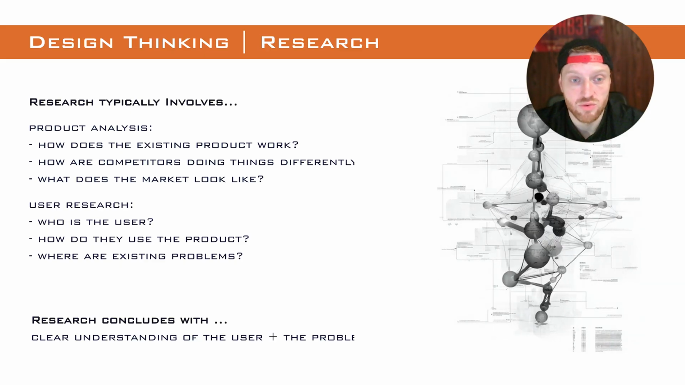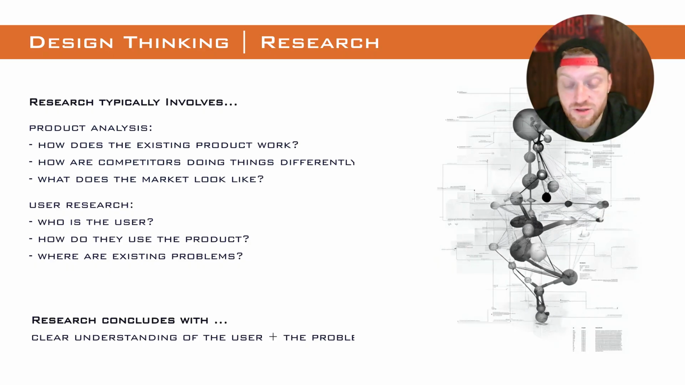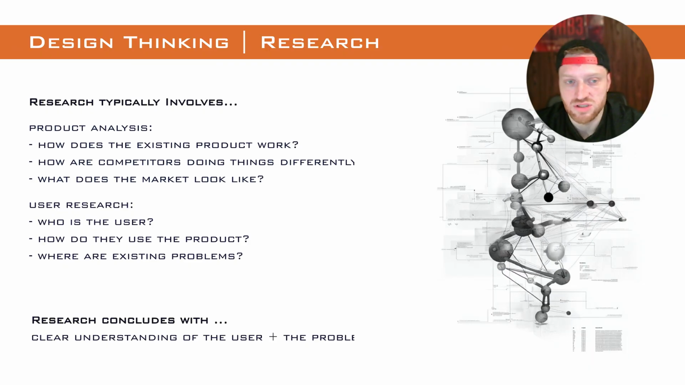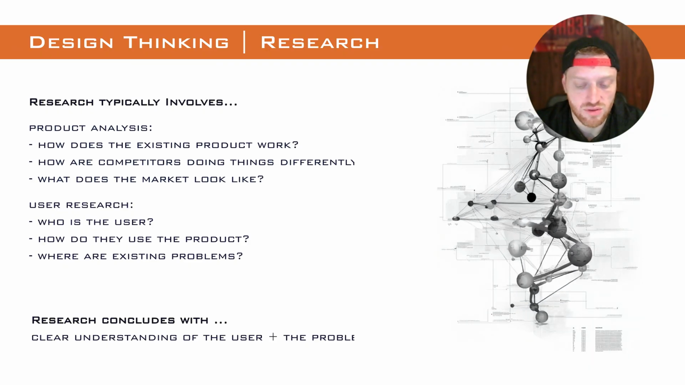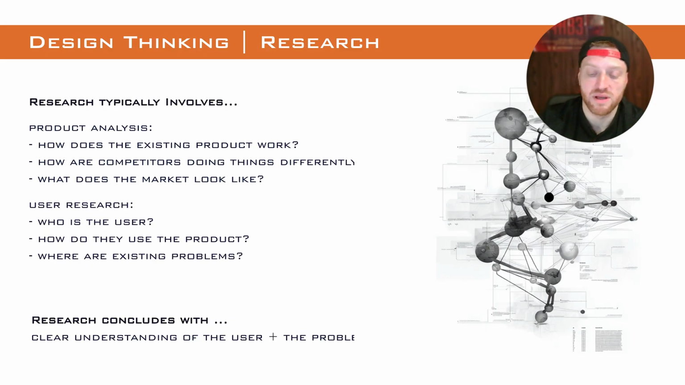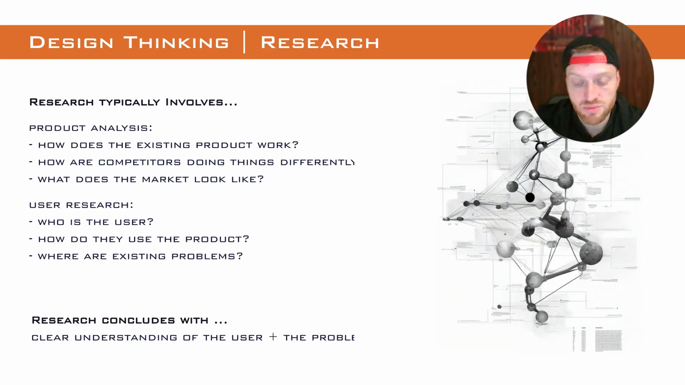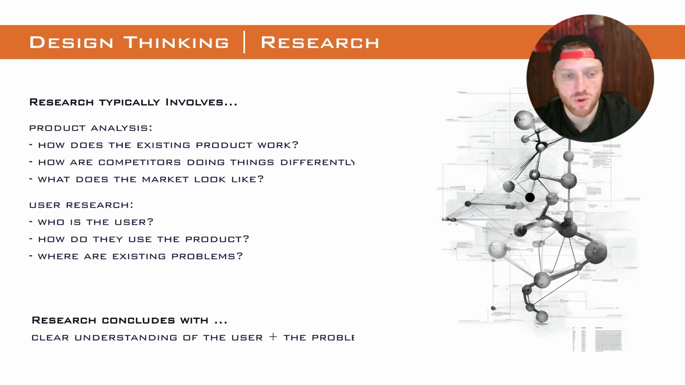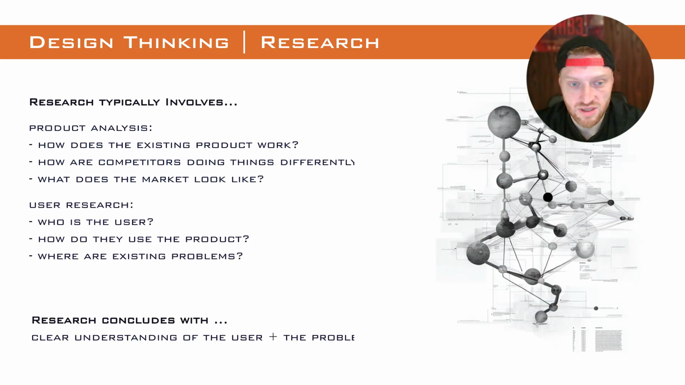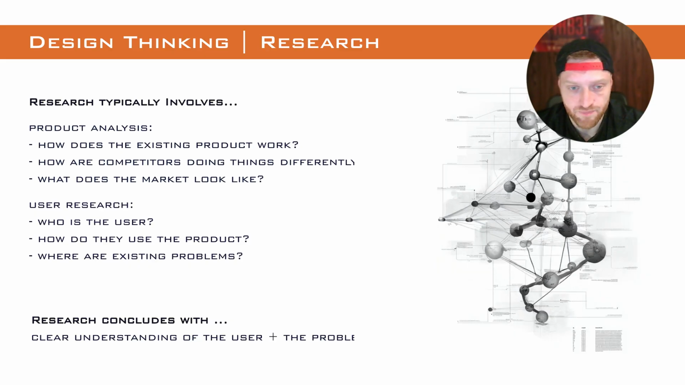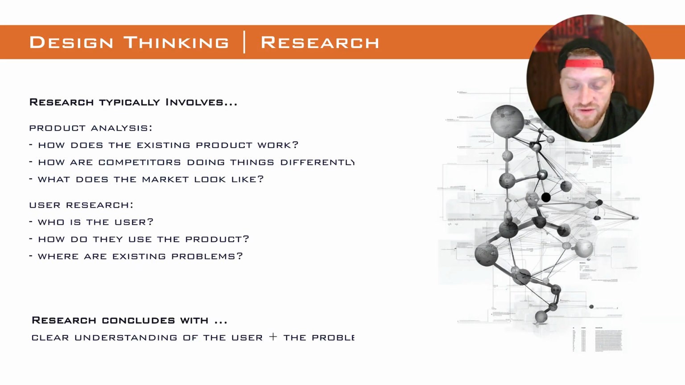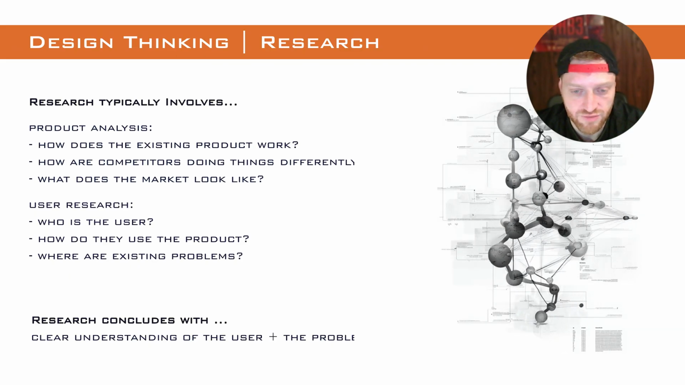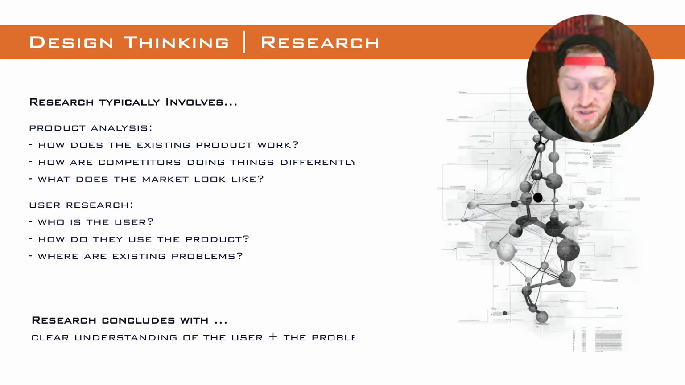You can start looking into different competitors. How do they do things differently? Why is it better or worse than the solution at hand? And also just take a look at the market in general. What does it look like? Is it very competitive? What makes a product be perceived as a premium product with high quality and a product with low quality? User wise, we have to look into who the user is, how do they actually use the product, and where do we identify existing problems that the user potentially has. Only once we have a clear understanding of the user and the problem, we move on to the next stage.